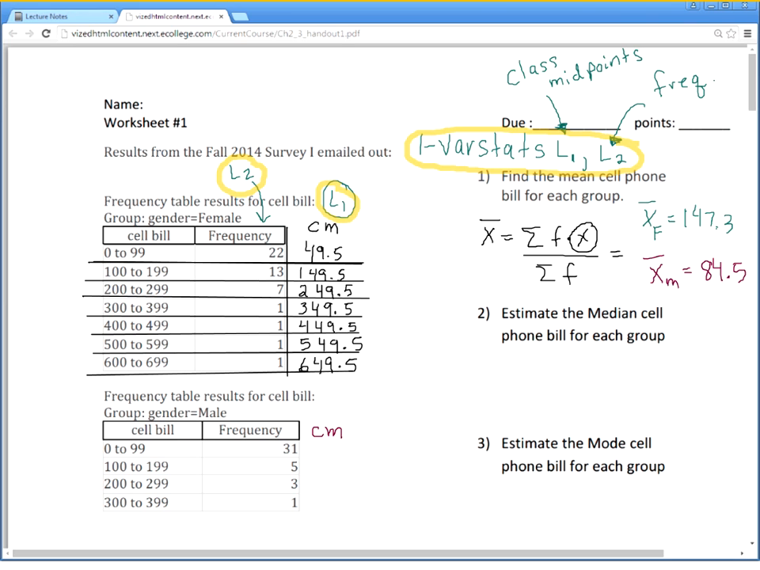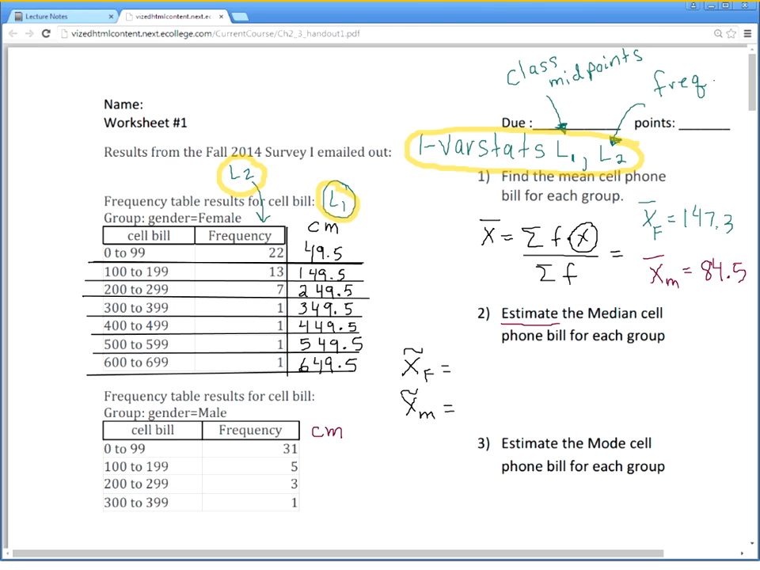Okay? All right, so for number 2, it says estimate the median cell phone bill for each group. And it does say we're going to estimate the median cell bill for each group. Now, when we found the mean, the calculator also gave us the median. So if you wanted to just use what the calculator gave you for the median, then you can do that. That's not a problem. It's already there on your screen. So we have for females and for males. It's already on our screen.